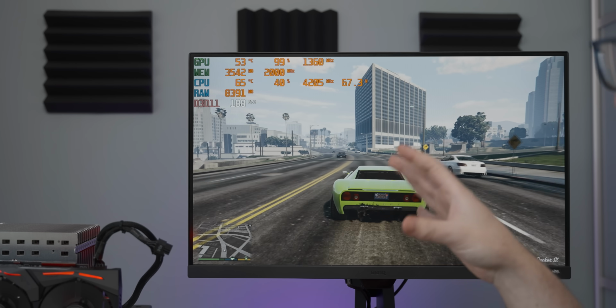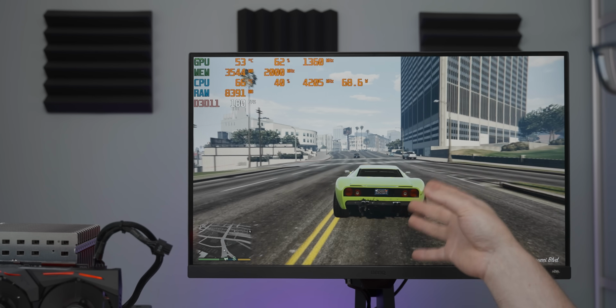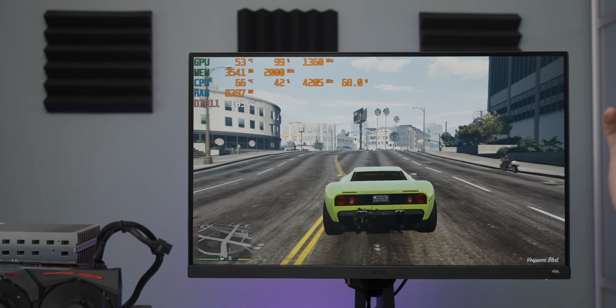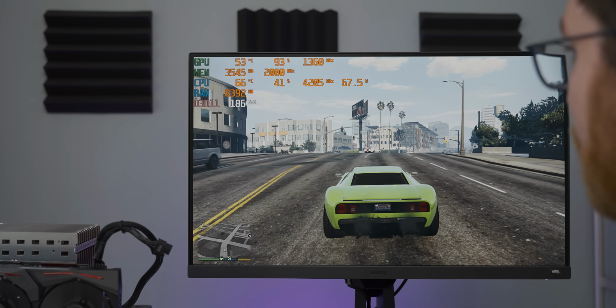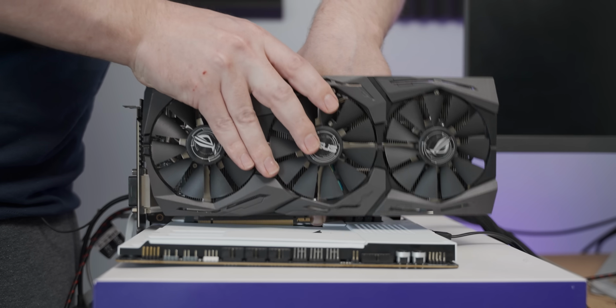The temperatures have been pretty stable through this long test. But that's not why we're here. We're gonna see if we can cool a GPU passively with it. So yeah, let's try that out.